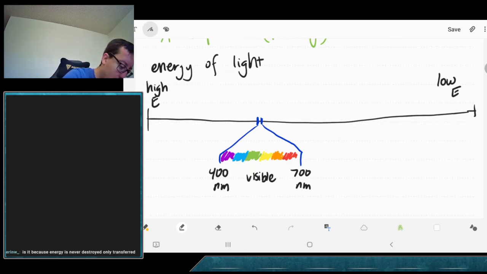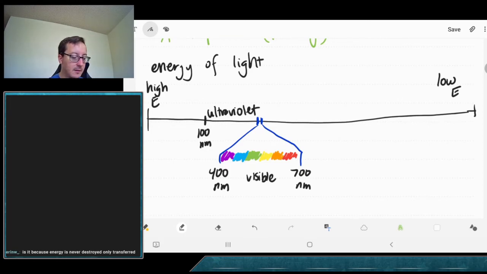we see here that if we go towards the higher energy side, we get ultraviolet light. That's going to be our next section of this. And that can go down to about 100 nanometers or so, roughly speaking. And ultraviolet light, we know, is higher energy. We go out into the sun and we get burned by UV light. That's higher energy light than visible light is. And as a result, this ultraviolet light is capable of making electrons jump farther and farther up their orbitals.